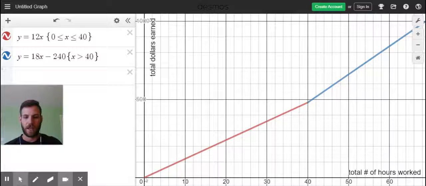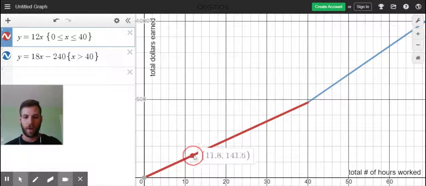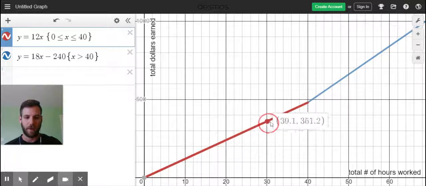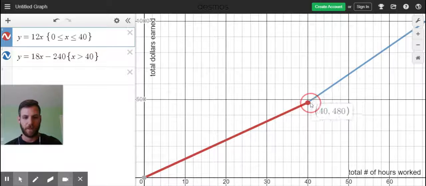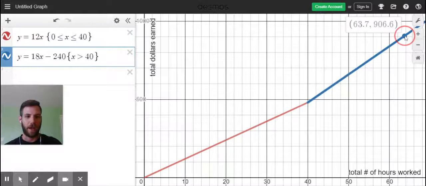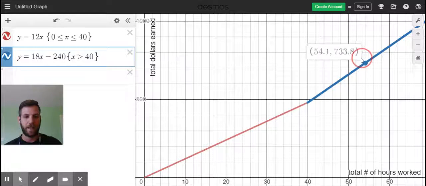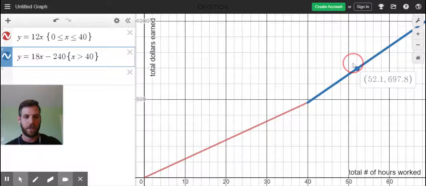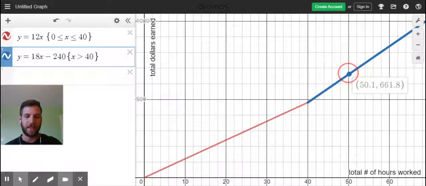The red line starts at 0 and goes all the way up, and you can look through all of these and see how much money you're making as it follows all the way up to 40. And you can see that's because x is less than or equal to 40. I make $480. But then if I look at the blue line, if I work, say, 60 hours, at the number I found earlier, I know that that's still 840, and I could follow that down to 52 hours, and I know that's the answer from earlier, 696, and go down to 50 hours, and I know that that's 660 from earlier as well.